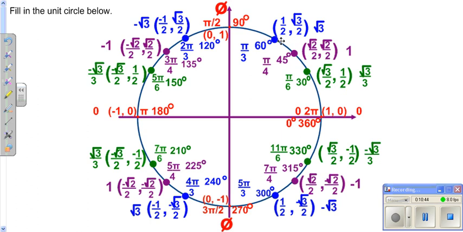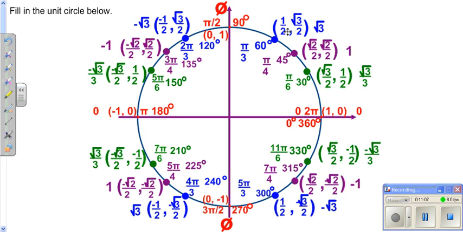And then here's your 60 degree angle. 60 degrees, or pi over 3. The coordinates are 1/2 and square root of 3 over 2. The ones on the outside here are your tangents. Tangent of 30 degrees is this, tangent of 45 is 1, tangent of 60 degrees is over here.